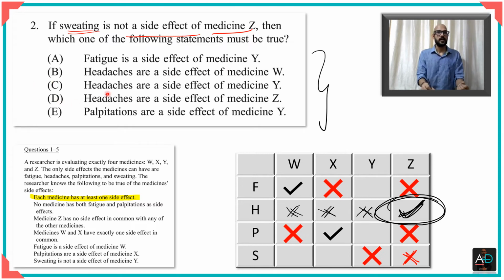Look at option C. Headaches are a side effect of medicine Y. Absolutely not. Headaches are a side effect of medicine Z. Well, yes. So at this point, we can say that option D looks like a good answer. Let's look at option E. Option E says that palpitations are a side effect of medicine Y. We don't know. So which is the one that must be true? It is option D, and therefore we've got our answer.